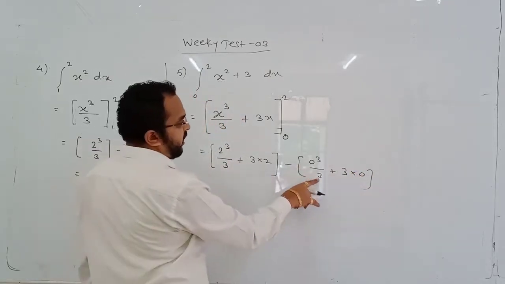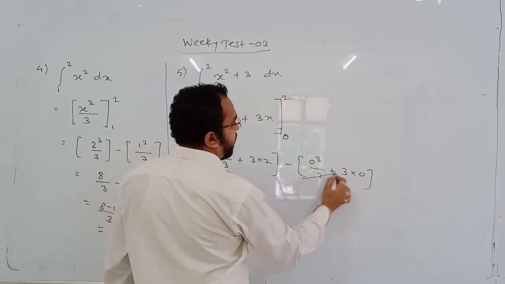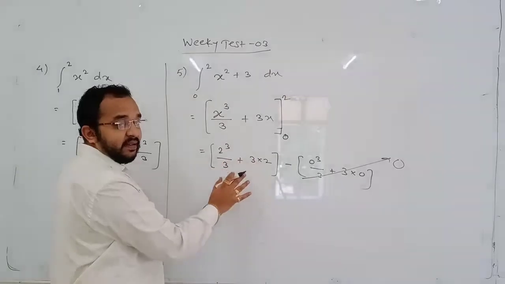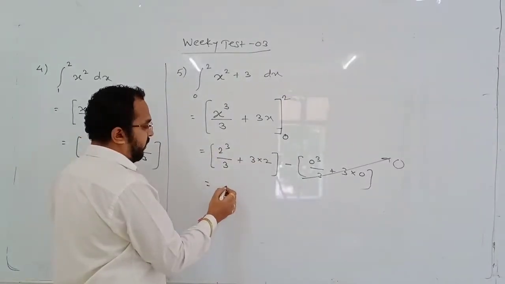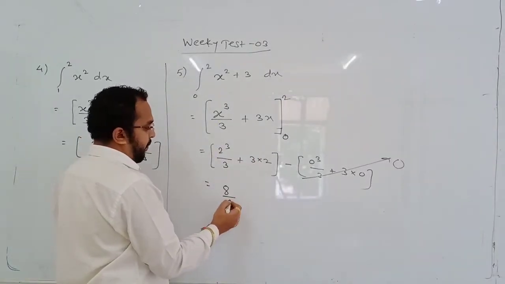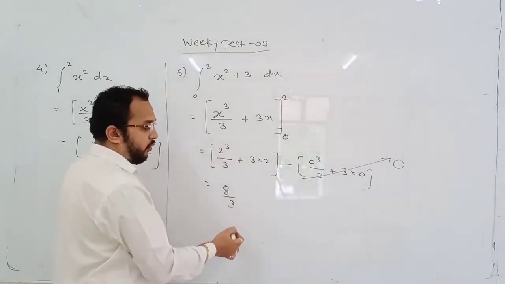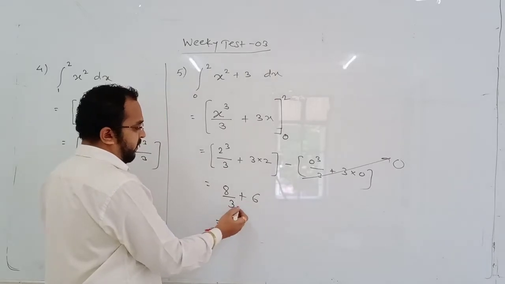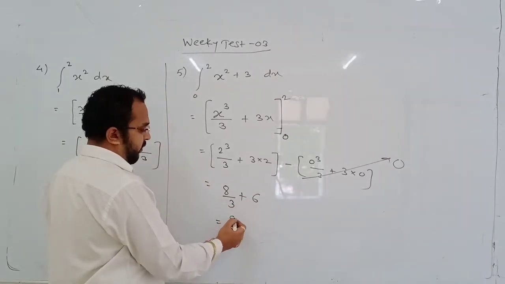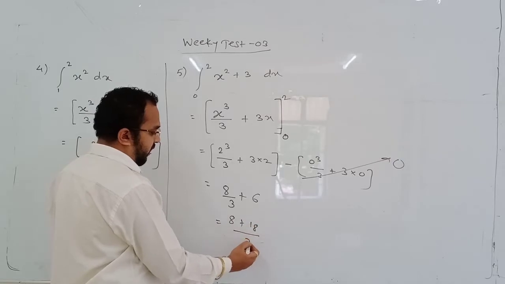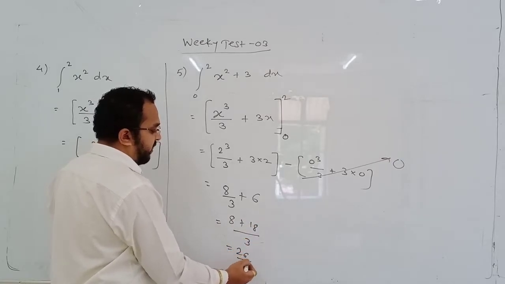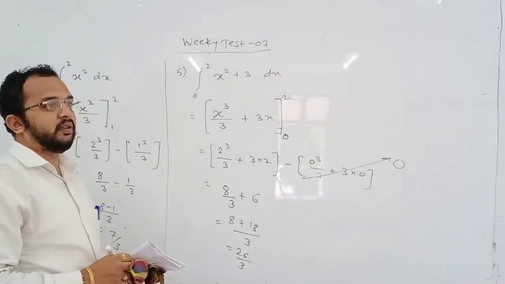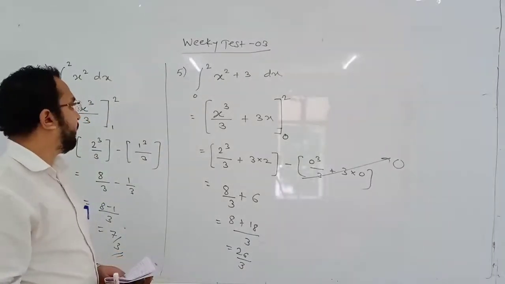Now see here, 0 upon something is 0, 3 into 0 is 0, that means this whole bracket is 0. Okay, so now remaining is our answer. What is 2 cube upon 3? 2 cube means 8 upon 3, plus 3 into 2, which is 6. Cross multiply: 6 threes are 18, 8 plus 18 upon 3, 26 upon 3. So this will be your answer, 26 upon 3. Okay.